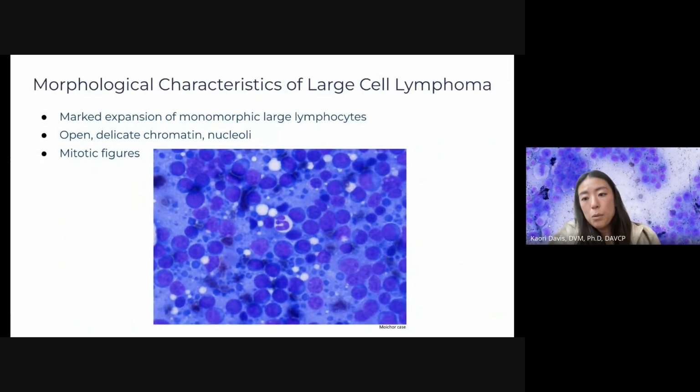So the AI will look for some of the morphological characteristics of large cell lymphoma, including the marked expansion of monomorphic and large immature lymphocytes. We expect them to have delicate and open chromatin and plus minus nucleoli, and we might see some mitotic figures. So this is what we're going to look for.